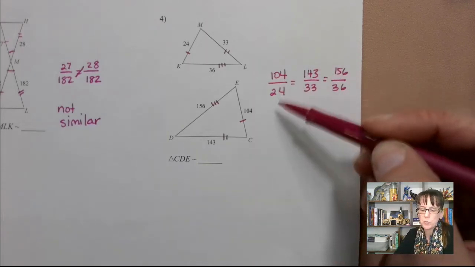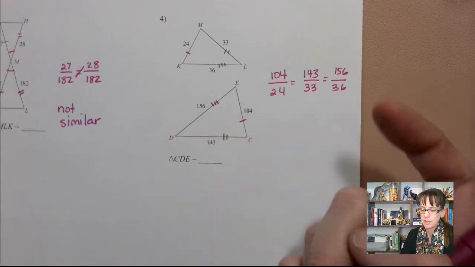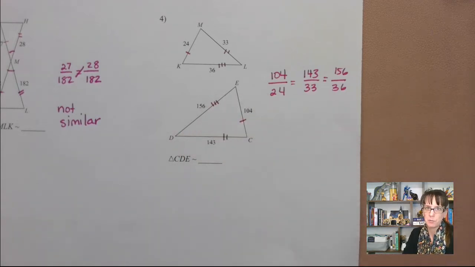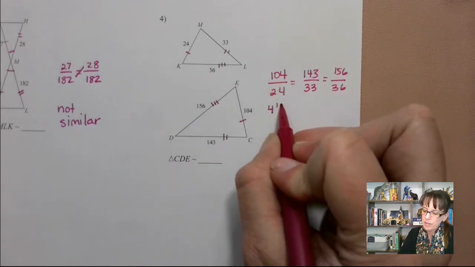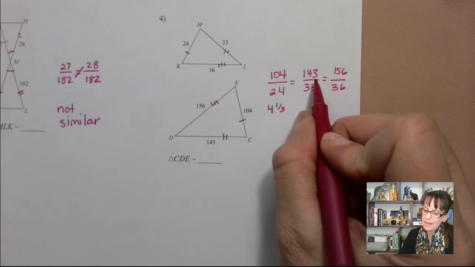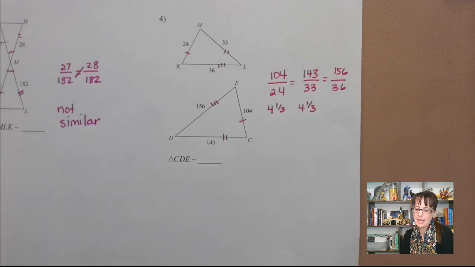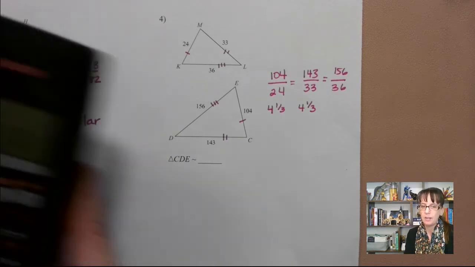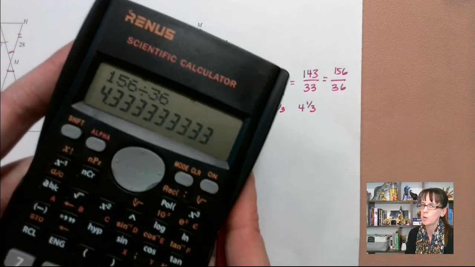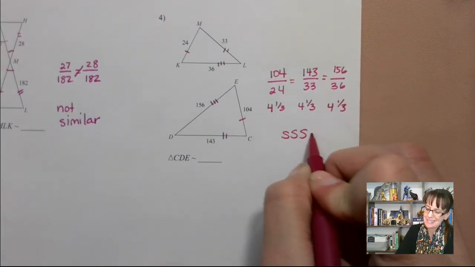And no matter which way you order them, if you do 104 over 24, or if you do the other way around where you do the smaller ones on top, you just want to get the same decimal when you're dividing. So if you use your calculator and divide these two things, you get 4 and 1/3. And then let's double check that last one. You have to make sure all 3 of them work. Don't be fooled. You can't just do 2 of them. So if I do 156 divided by 36, I get 4 and 1/3. Excellent. So these guys are similar by side, side, side.